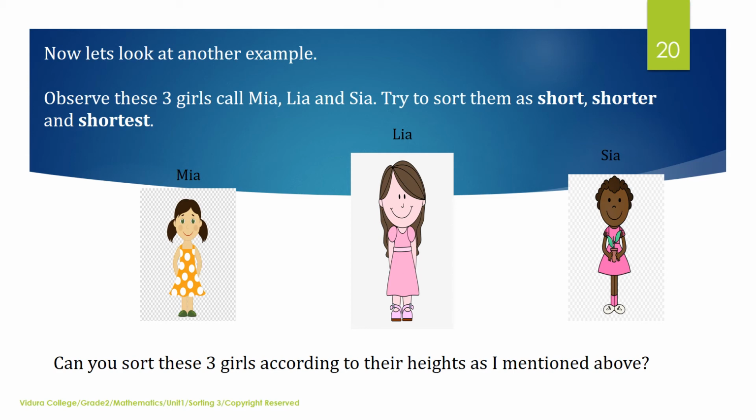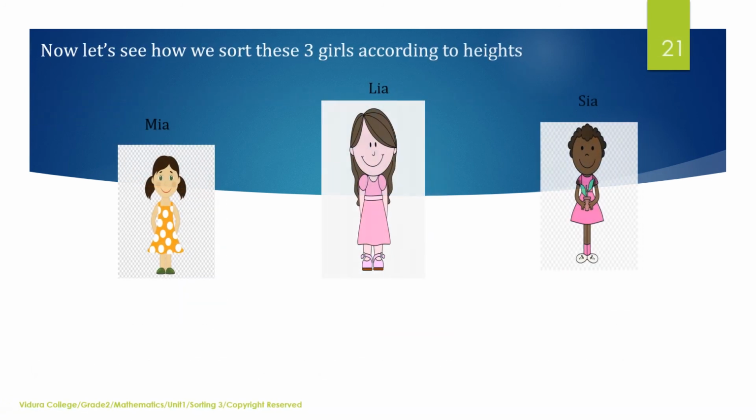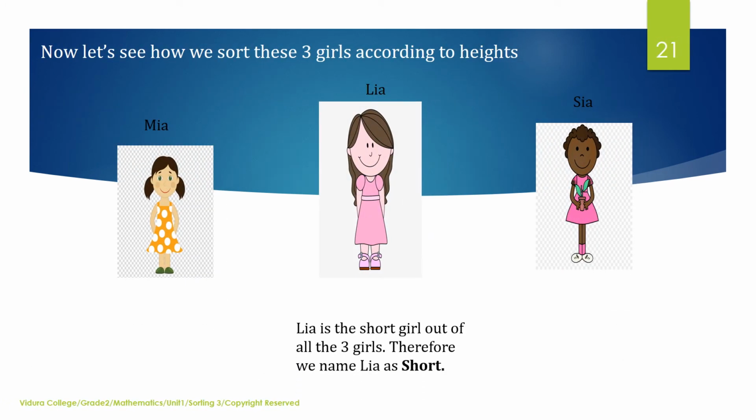Now, let's look at another example. Observe these three girls called Mia, Leah and Sia. Try to sort them as short, shorter and shortest. Can you sort these three girls according to their heights as I mentioned above? Now, let's see how we sort these three girls according to heights.